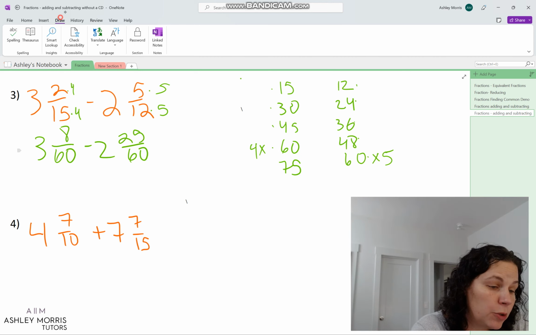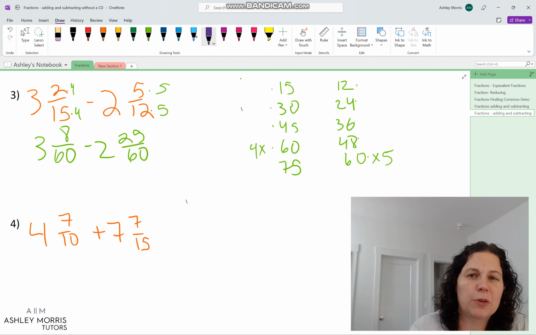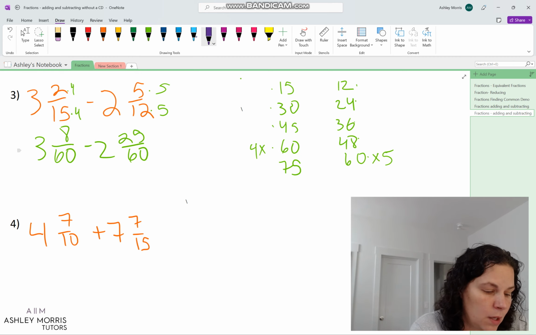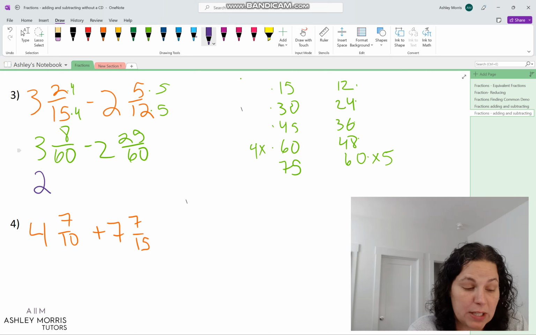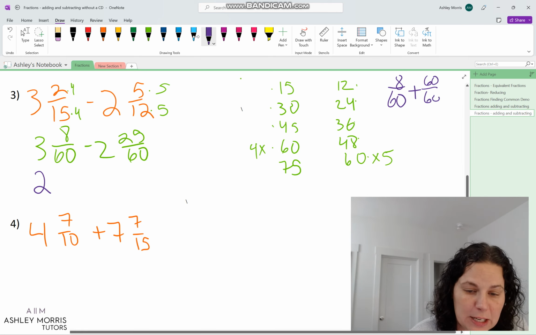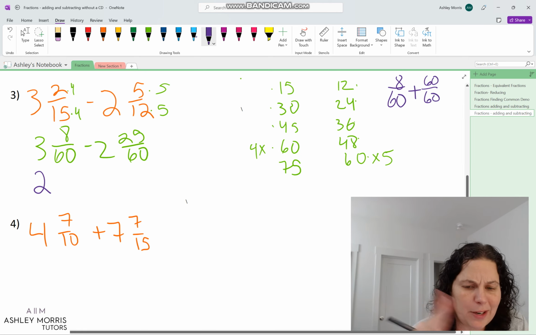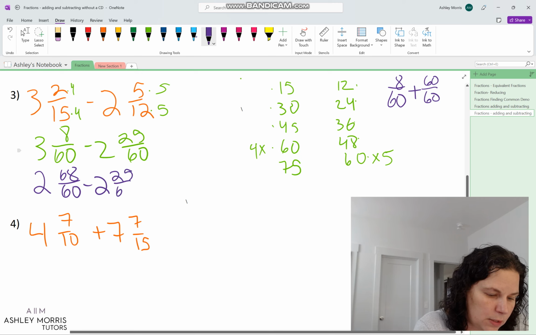So we're going to have to regroup on this one. Or borrow. Some people say borrow, some say regroup. I use them interchangeably. So we're going to take a whole number away and make that 3 a 2. And then we're going to have to add to that 8 over 60. So I had 8 over 60, and I'm going to add 1. But I'm not going to write it like 1. I'm going to write it as 60 over 60 so that I don't have to worry about common denominators. It's already the same. 8 plus 60 is 68. 2 and then 25 over 60.